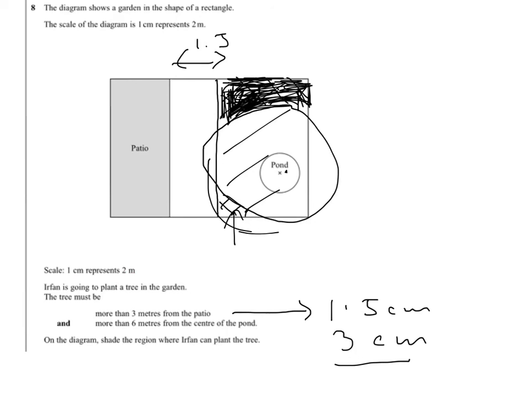But the important things are that this is 1.5 and this measurement here is 3 centimetres, and then when you're outside the circle and to the right of the line that is 1.5 centimetres from the patio, that's where you're allowed to go. So that's your answer.